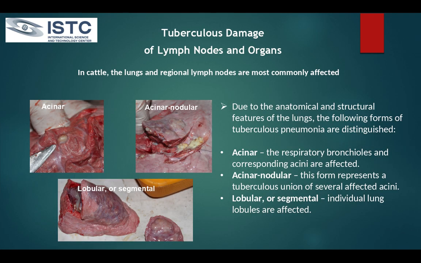These photos illustrate lung damage caused by tuberculosis. Based on lung anatomy, the following patterns of damage are distinguished. Acinar damage affects individual bronchioles. Acinar nodular damage, when affected acini coalesce. Lobular damage affects specific lobules of the lung.